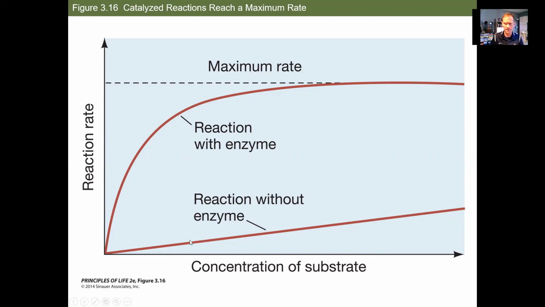What happens if you put enzymes in? As we put enzyme in and increase the amount of substrate, just put some enzyme in and don't change the amount of enzyme, just substrate. You have, maybe, a couple hundred thousand molecules of it.